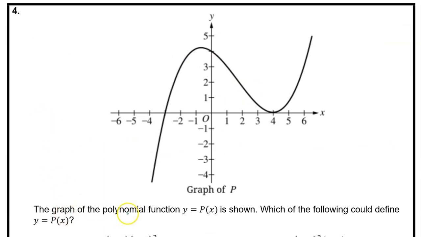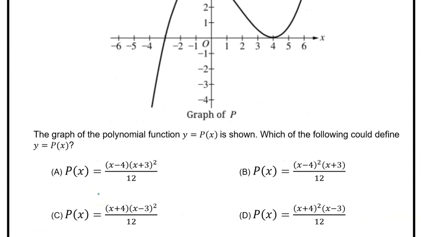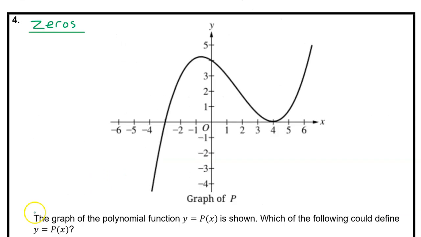Number 4. The graph of the polynomial function y equals p of x is shown. Which of the following could define y equals p of x? And then we have some options down here. Let's examine the zeros. This function has two zeros. There's one at -3, and there's another zero at 4.